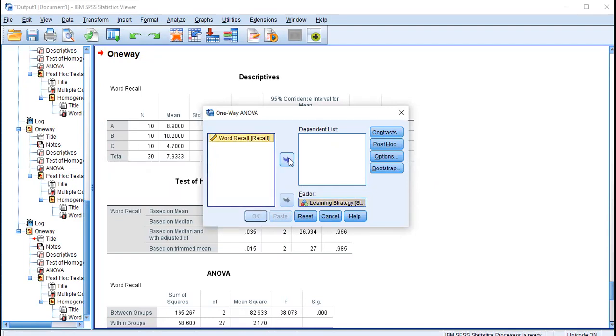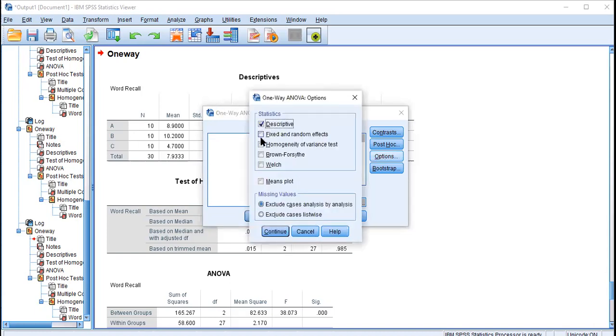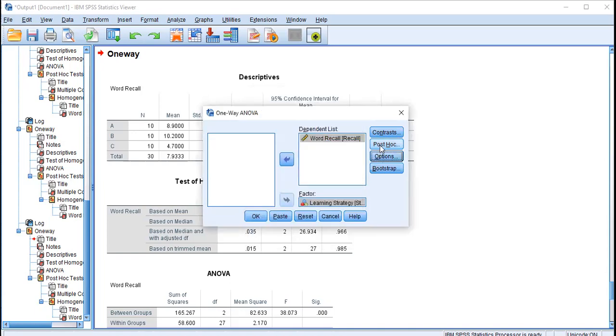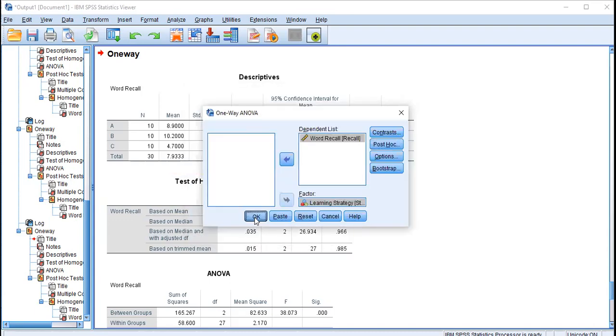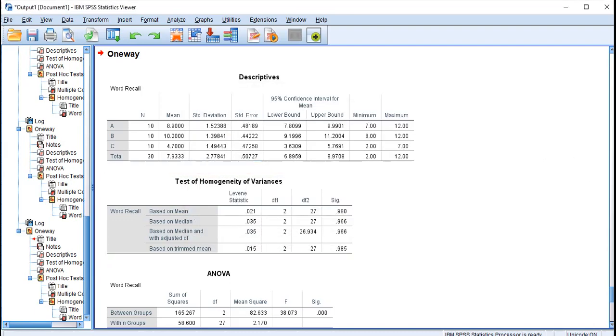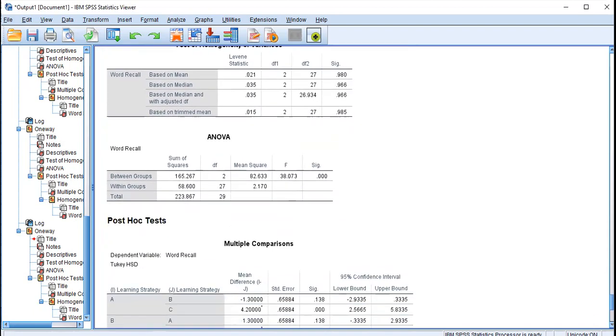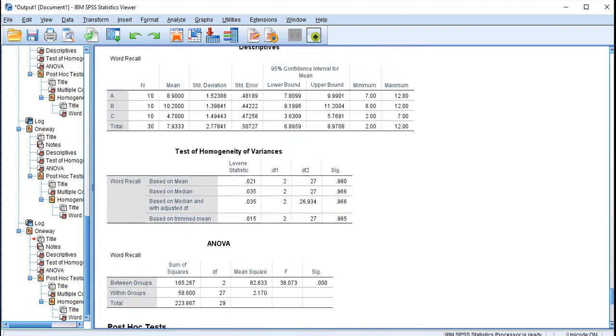Word recall is the dependent variable, which will go into the dependent list. We click on options, then descriptives and homogeneity of variance test. Click on continue. Under post hoc, I'm clicking on Tukey, then continue, and finally OK to get the actual answer in the output file. So this is what we are getting.